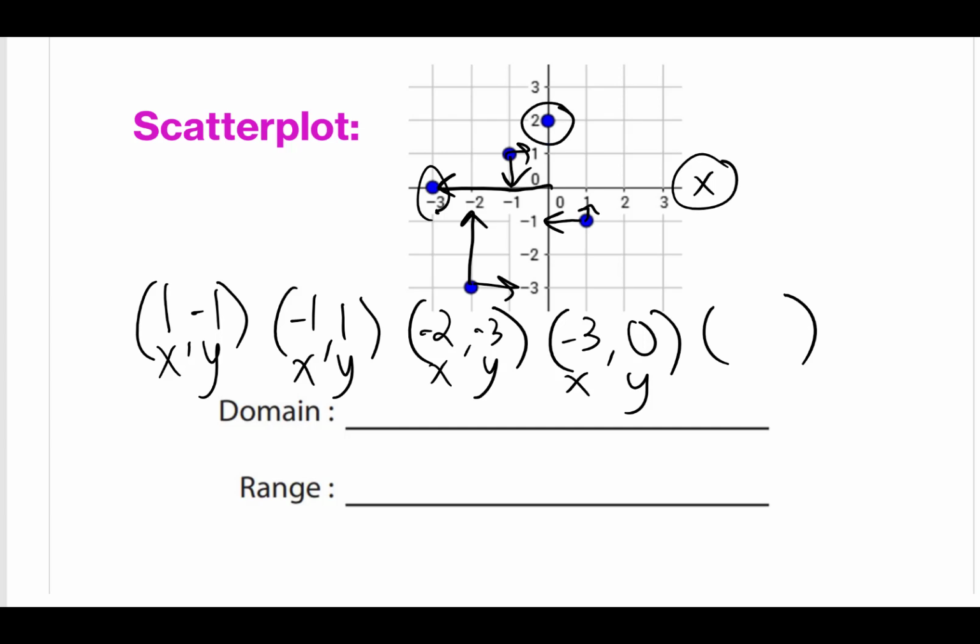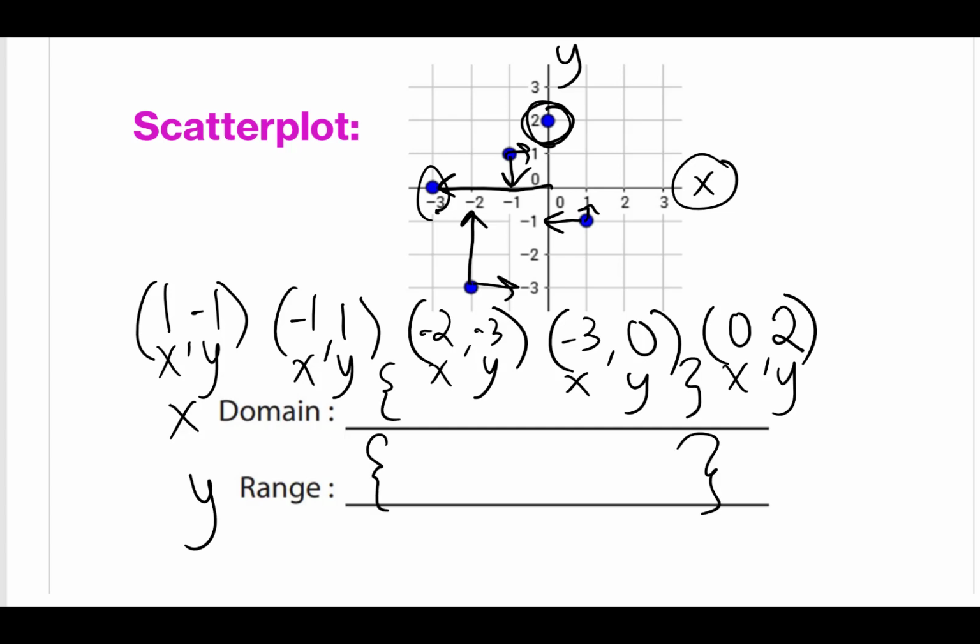Okay, now we're doing the other type. So this point, este punto, right, is the opposite. X is 0, and then y is 2. Okay, remember domain is x, range is y, squiggly. And then we put them in order.